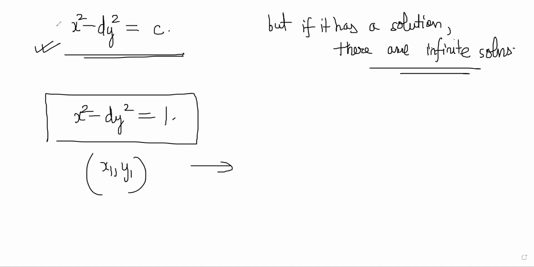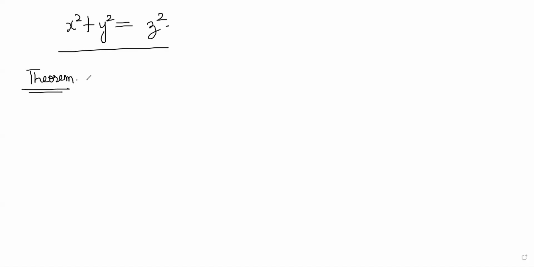The next type of indeterminate equations that you might have seen are the Pythagoras theorem equation. x square plus y square is equal to z square, this equation, right? So here I'll just state a theorem. This is a very standard theorem. The proof of this is in many places. You can find it online. So what we will say here is assume that y is even.